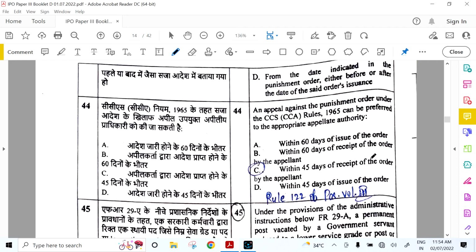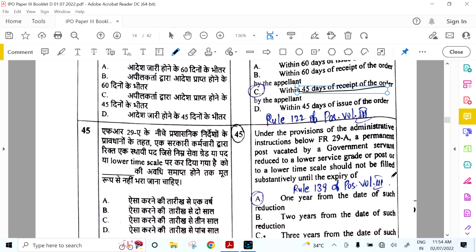An appeal against a punishment order under CCA Rules 1965 can be preferred to an appropriate appellate authority within 45 days of receipt of order by the appellant authority. Rule 122 of Postal Volume 3.